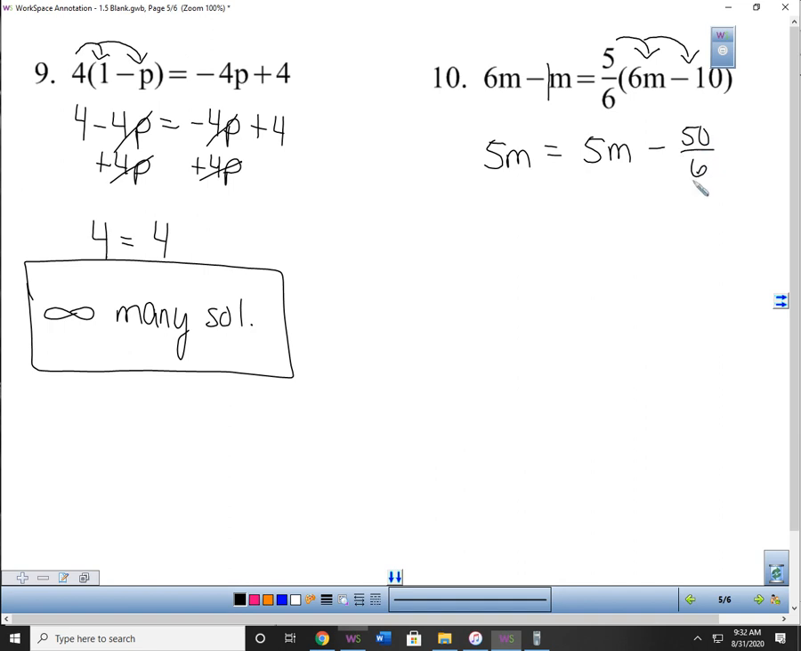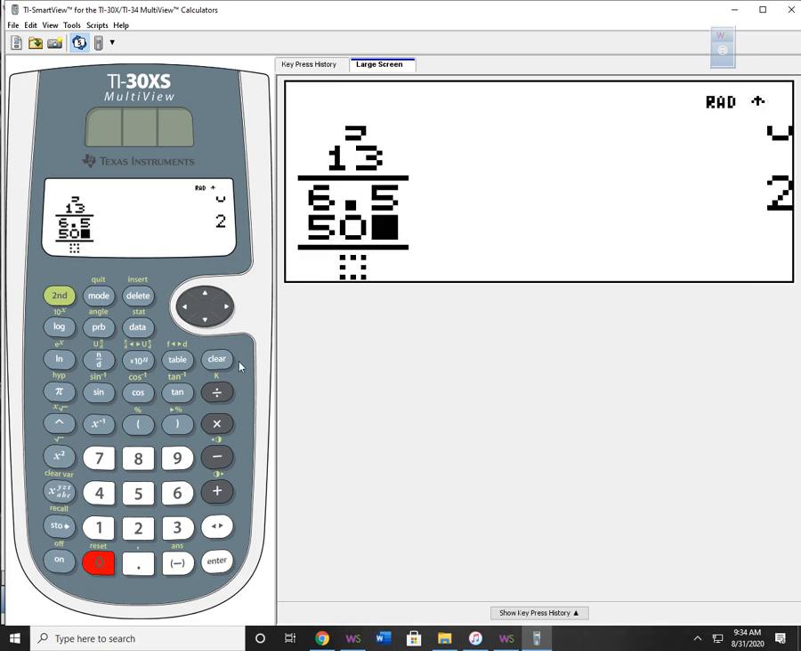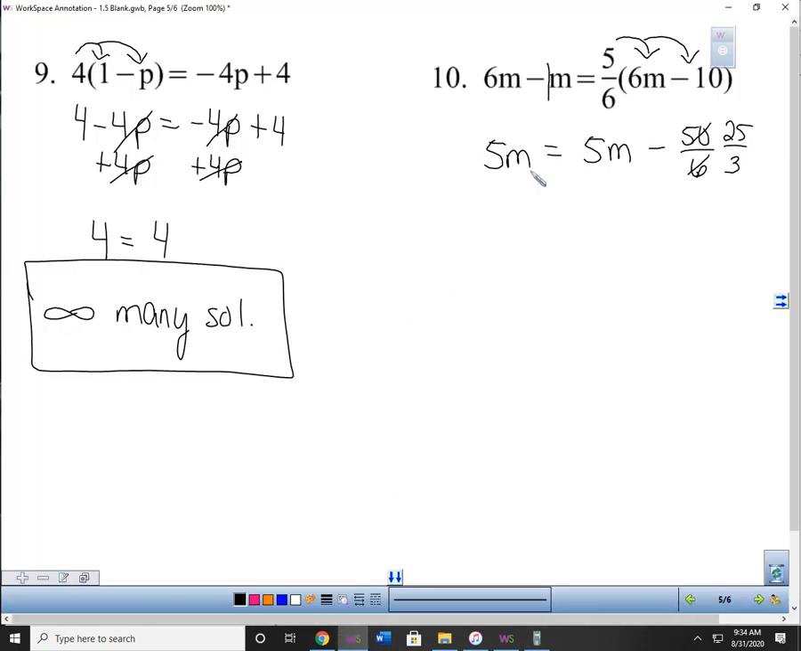divided by 6. Now, that'll reduce, right, by 2, correct? So I can reduce the 50 over 6 by 2, which would give me 25 over 3. And again, remember, if you can't reduce that, just do it in your calculator. 50 divided by 6, and you get 25 over 3. All right, so I look at this and I say, okay, I should get my 5's together, so I'm going to subtract the 5m.